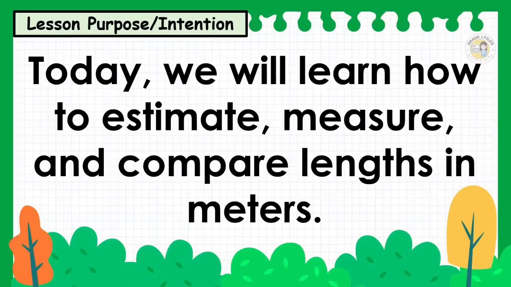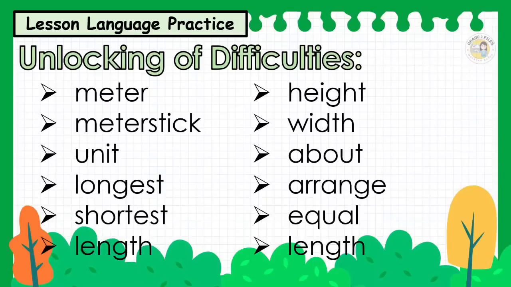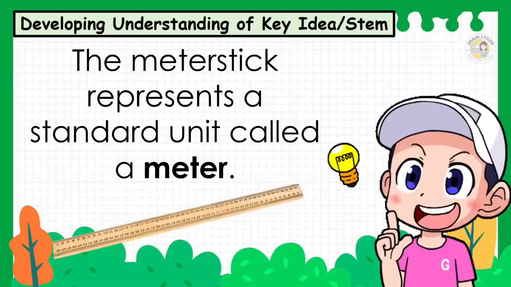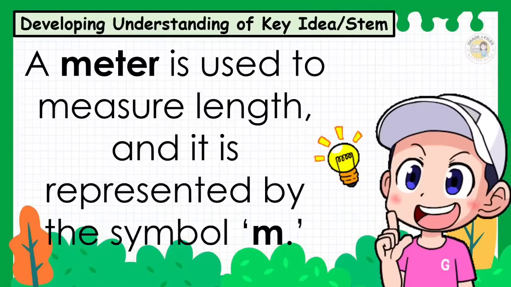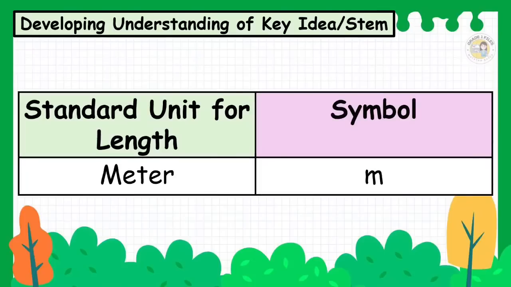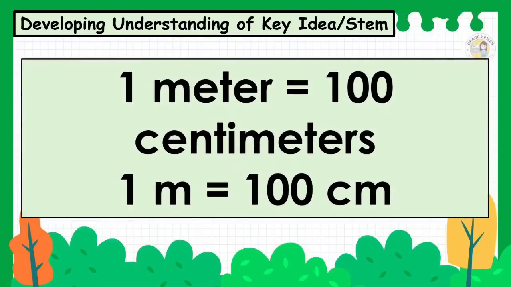Today, we will learn how to estimate, measure, and compare lengths in meters. Here are some words that we could tackle during our lesson for today. The meter stick represents a standard unit called a meter. A meter is used to measure length and it is represented by the symbol m. One meter is equivalent to 100 centimeters.